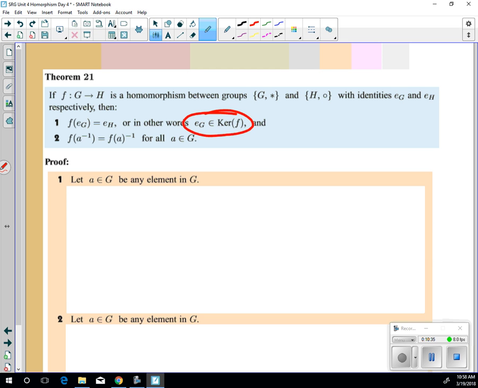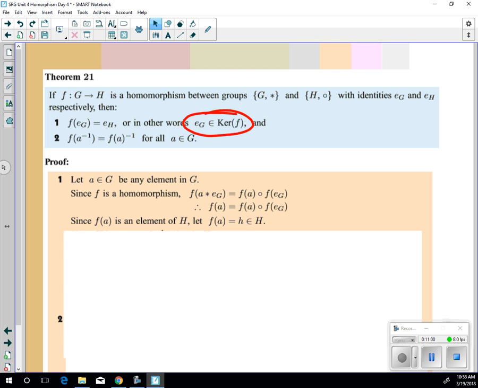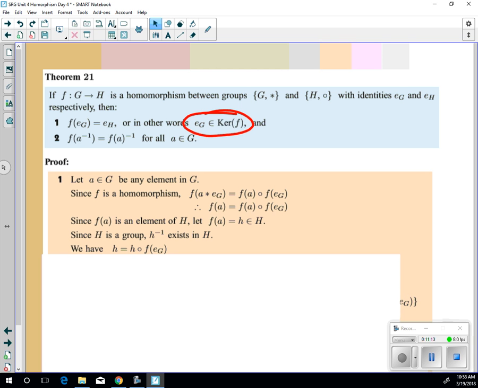So they're going to prove that. And the way they proved it, they let A be an element of G. And then since it's homomorphic, you're saying it's homomorphic. So therefore, you can say F of A operate F of E of G. And F of A, because it's operated on the identity, should be equal to those two, F of A operate F of E of G. Since F of A is an element of H, we can replace F of A with H, and it's a group, so the inverse exists.